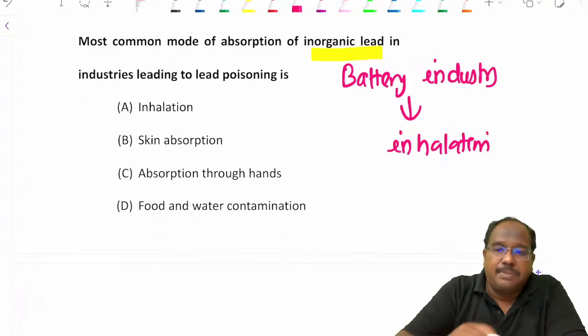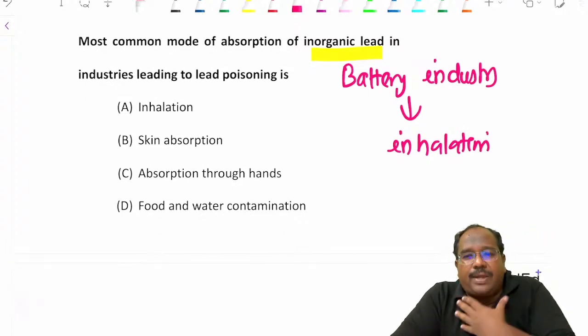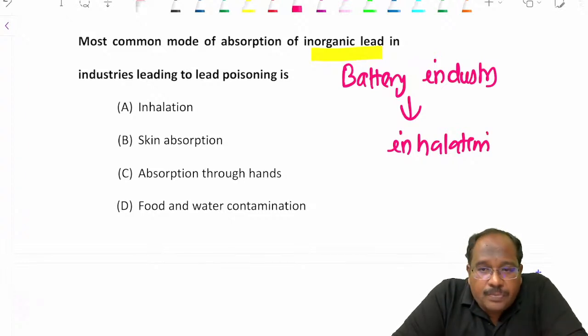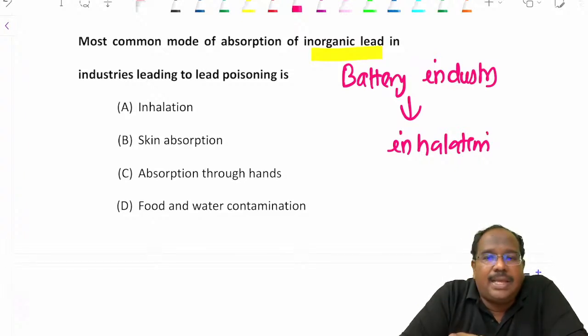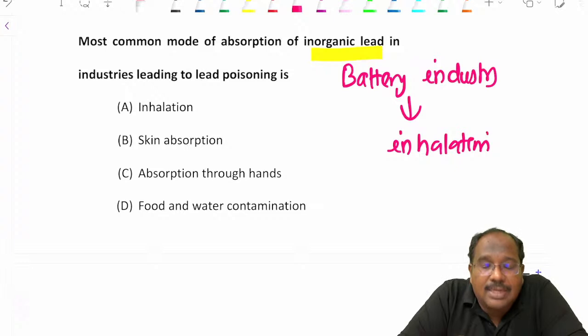So these symptoms will start. Abdominal pain will be there, constipation will be there, wrist drop will be there, foot drop will be there. The blue line will be there in the gums. It is called the Burtonian line.